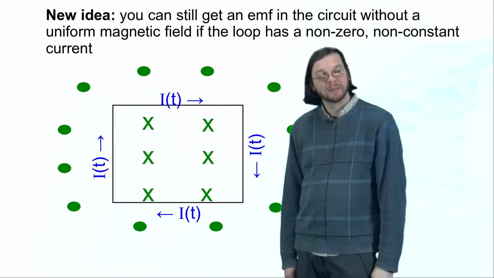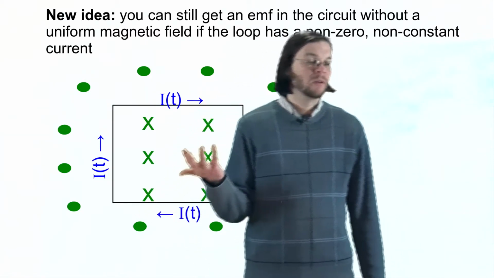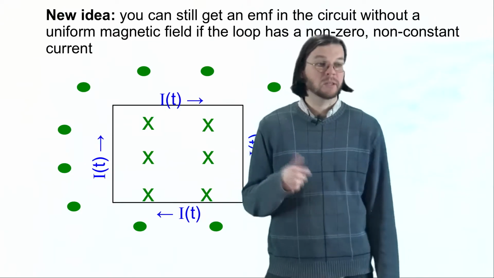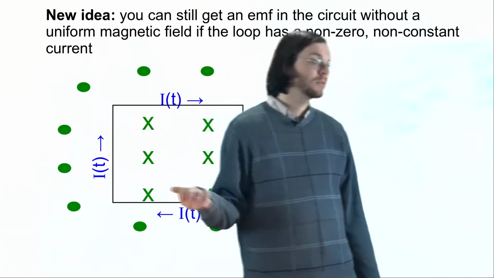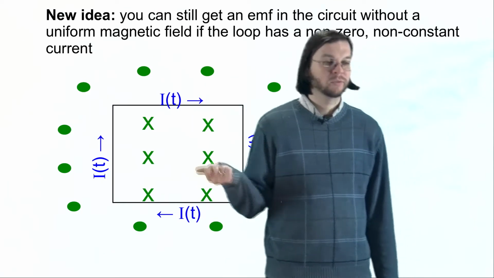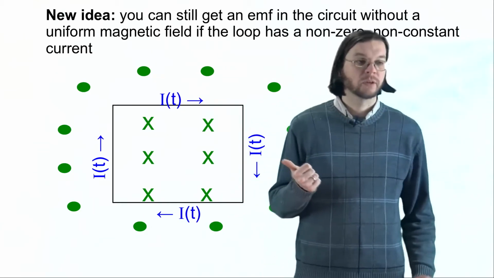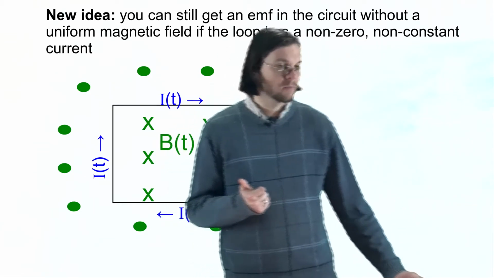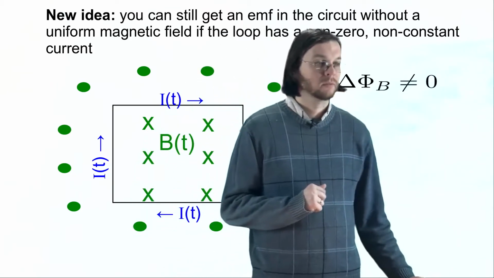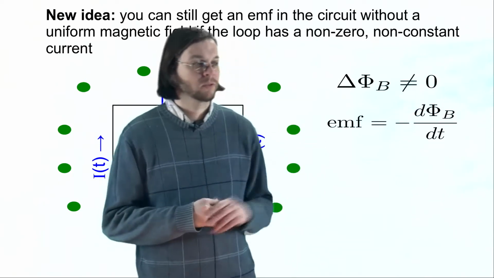But this magnetic field is changing, and so if the magnetic field is changing, then the magnetic flux from all this is also changing. If the magnetic flux is changing, then there's going to be an induced electromotive force and a voltage on this loop of wire, which is kind of remarkable. If the magnetic flux is changing, then you get an electromotive force.